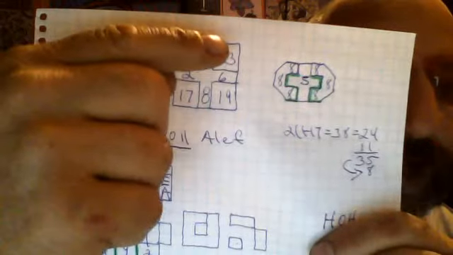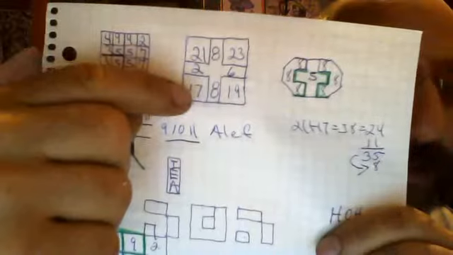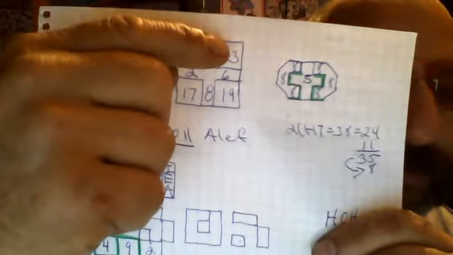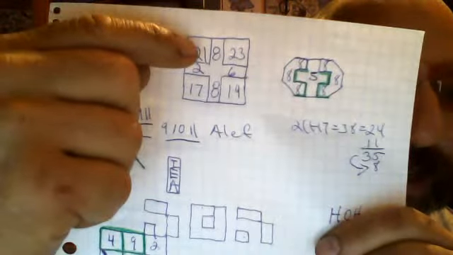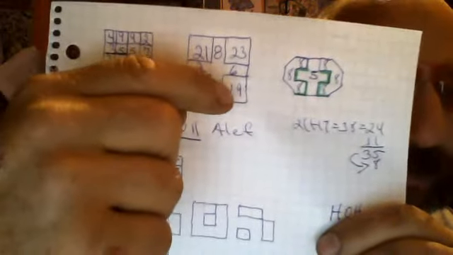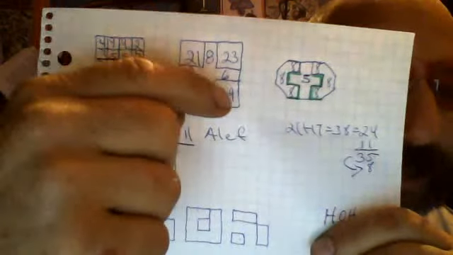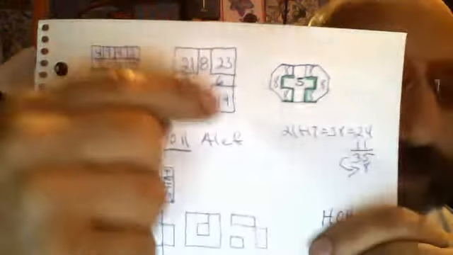3, 5, 8, and 5 is 13. 3 and 16 is 19. How do we get that? This ends up to be 16. Let me explain to you how.